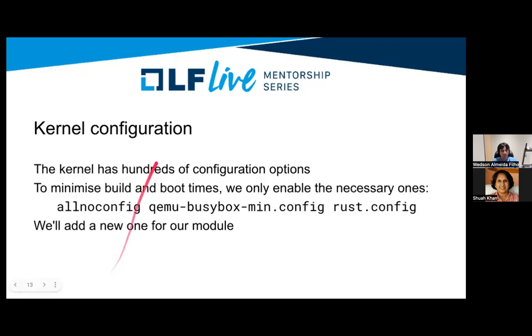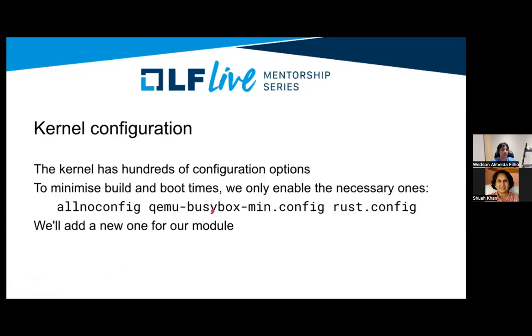Okay. All right. So this is where we were here briefly. The kernel actually has lots and lots of configurations. It has at least hundreds, maybe thousands of config options. And what we want to do is we want to be able to boot quickly, and we want to be able to build quickly. So what we've done was we wrote this minimal configuration needed to build and run QEMU and BusyBox image.